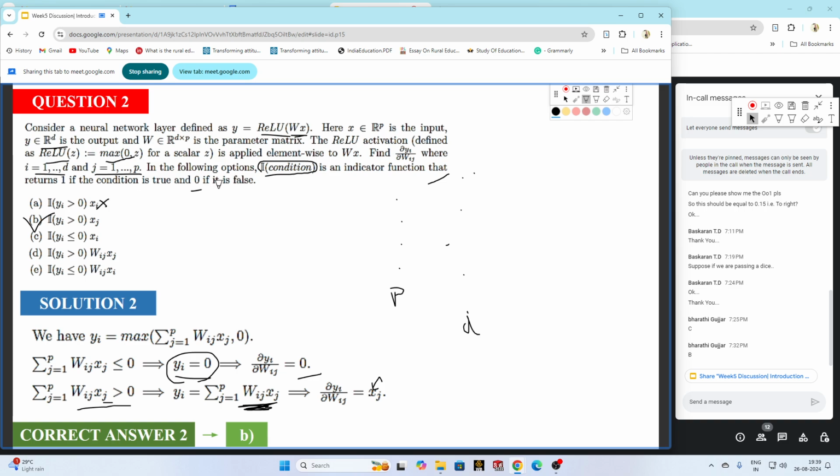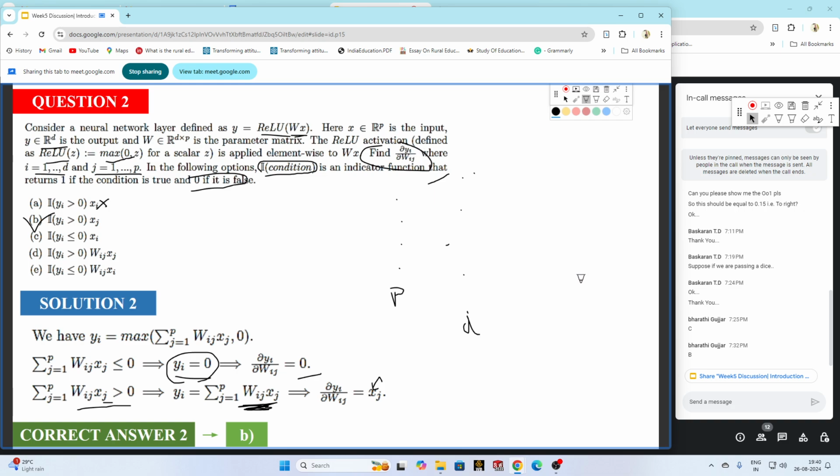So don't take care of this 0 if false or 1 if true. You just focus on this condition. It is taking some condition and returning something. The question is about finding del yi by del wij, to be written in that form. This is the quotient: find del yi by del wij. This only you have to focus on. Only this is the condition: if yi is something, what will be your answer? If yi is less than something, what will be your answer?